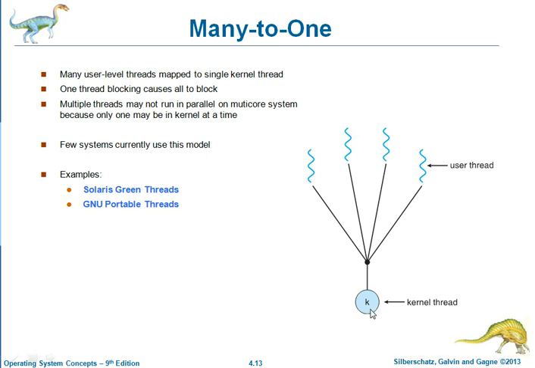The thread management is done by the thread library in user space, so it is efficient. However, the entire process will block if a thread makes a blocking call, and that is because only one thread can access the kernel at a time. Multiple threads are unable to run in parallel on multi-core systems. However, very few systems continue to use the model because of its inability to take advantage of multiple processing cores.